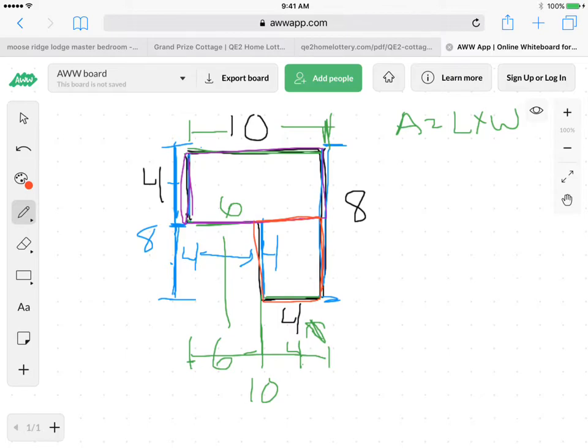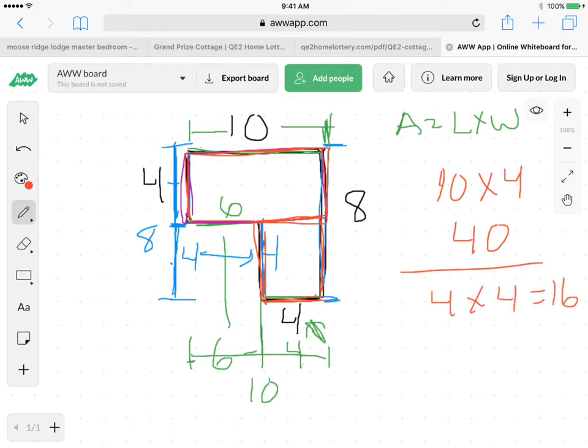So let's do this top shape here, the one that was purple, now it's red, is 4 this way by 10. So it's like 10 times 4, which equals 40. And this one down here is 4 by 4. So 4 times 4 equals 16. So then we just add those two together. This is 40, this is 16. So 40 plus 16 equals 56.